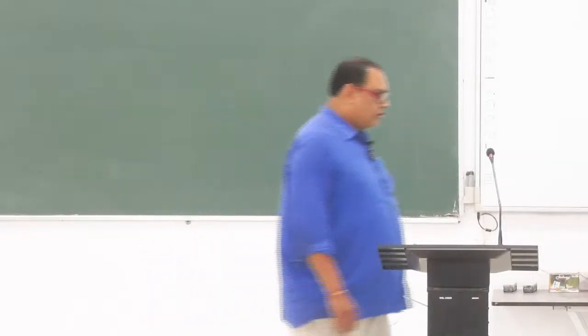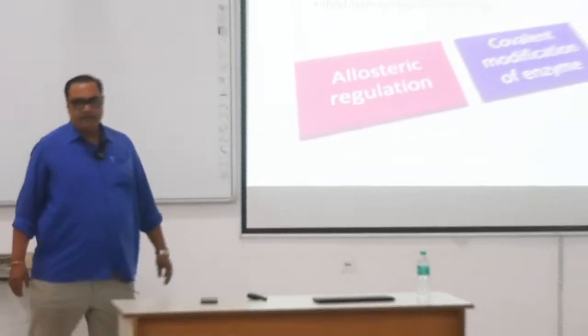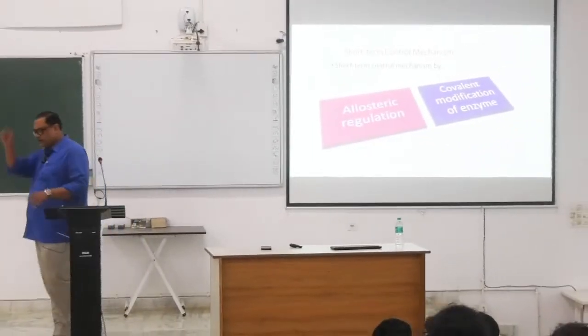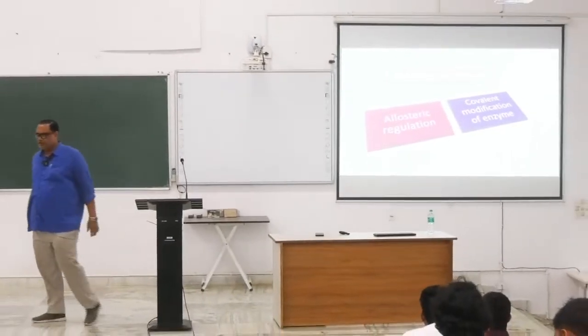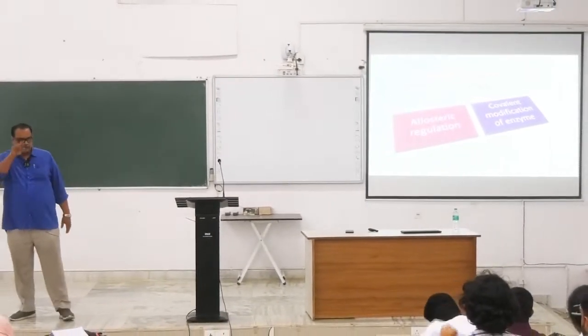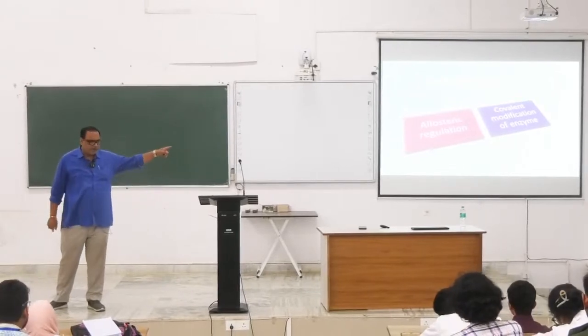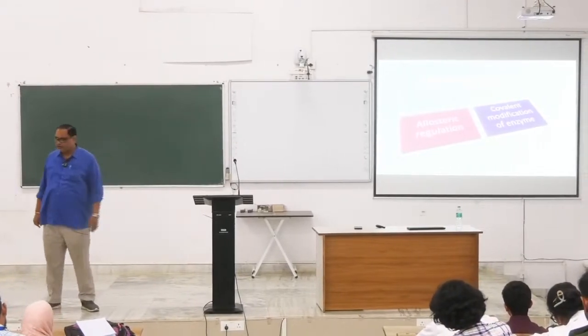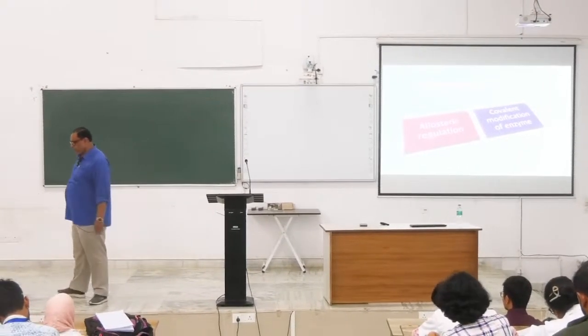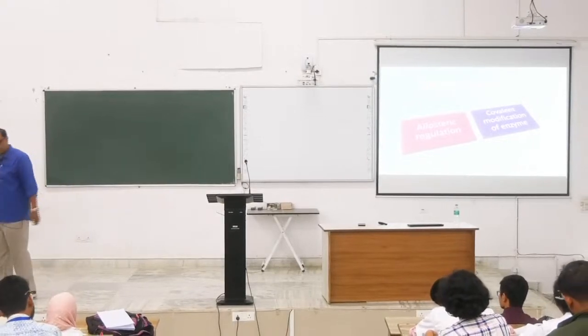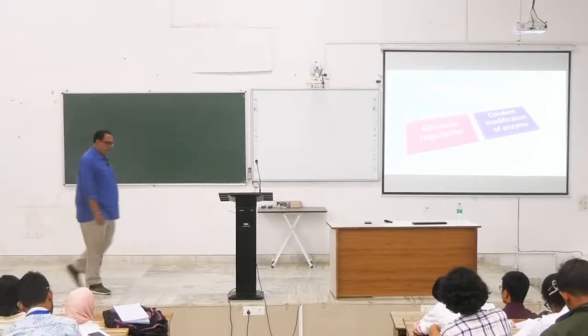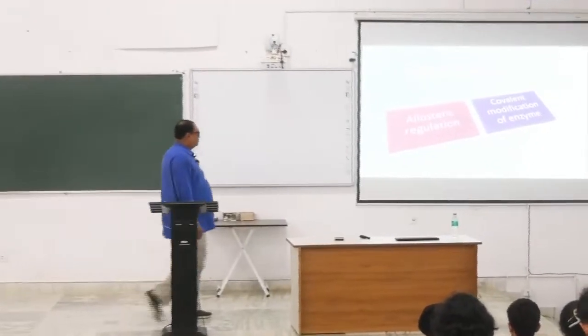Short-term control and long-term. Short-term control can be divided further into allosteric modulation. Make a small network of it. Short term, long term. Short term is further divided into allosteric and covalent.